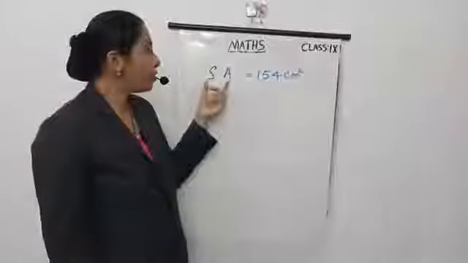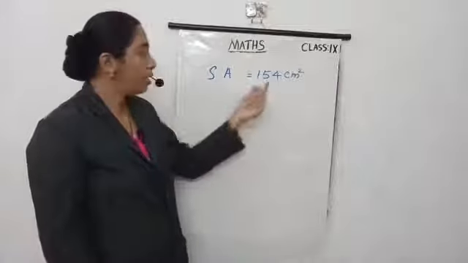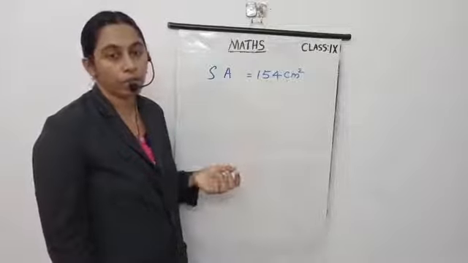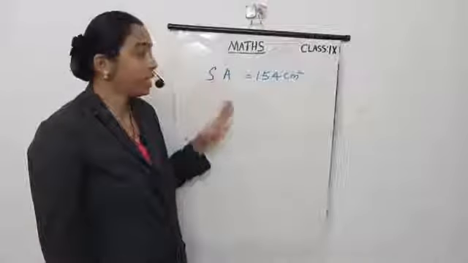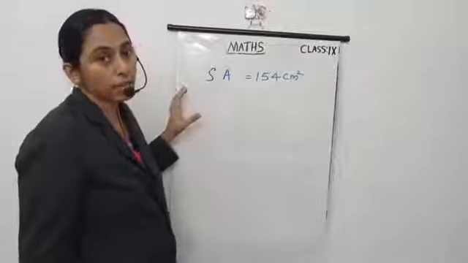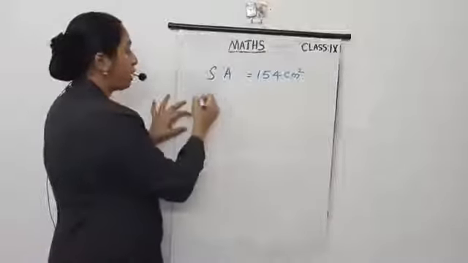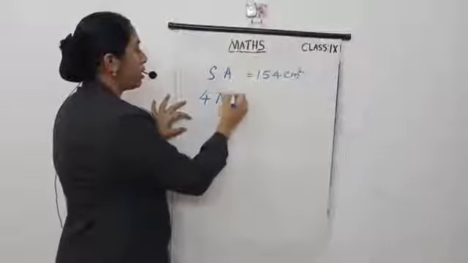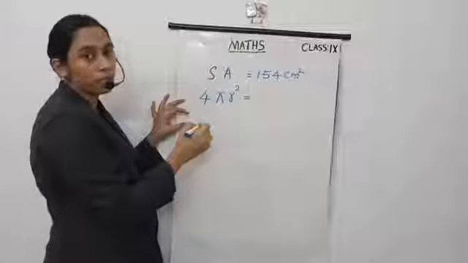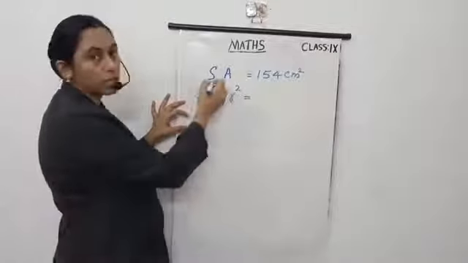Now the question says find the radius of a sphere whose surface area is 154 centimeter square. Given surface area of a sphere is 154 centimeter square. We need to find its radius. So what is the formula for finding surface area? 4 pi r square. This is a sphere given in the question, so 4 pi r square is the surface area.